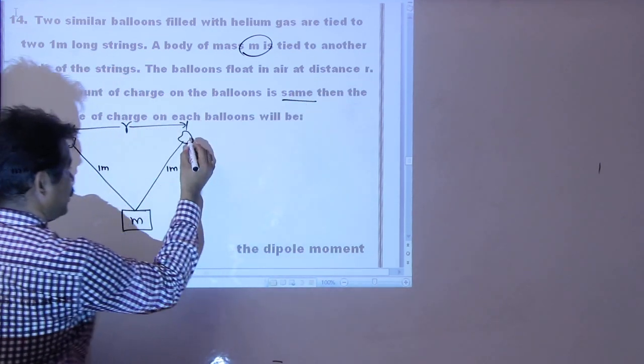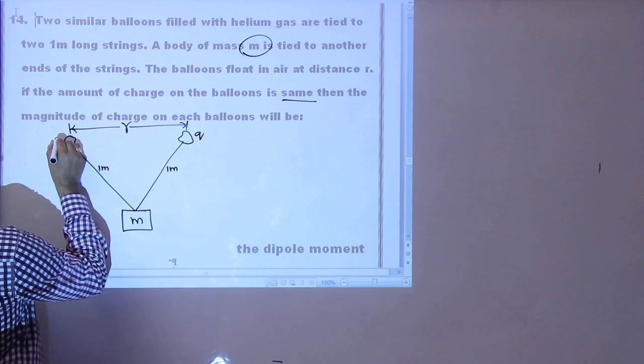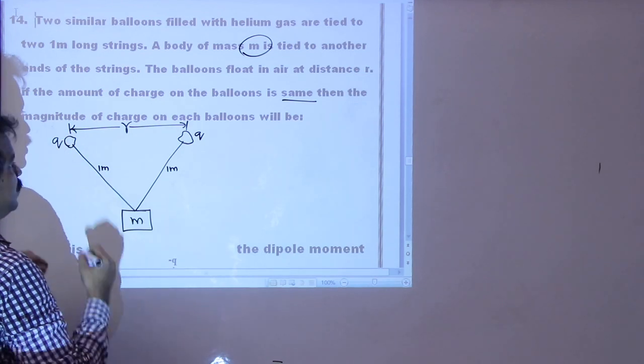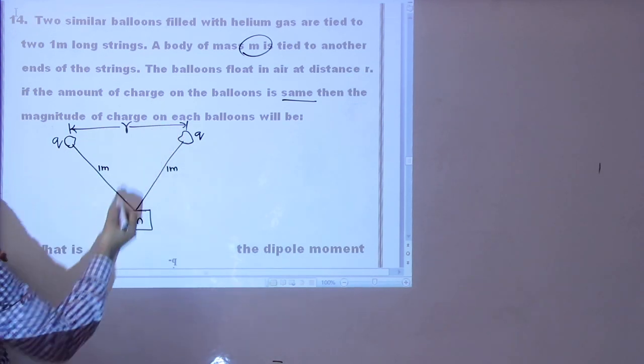If the amount of charge on the balloons is the same, that means let the charge on this one be q and the charge on this one also q. Both are having similar charge.